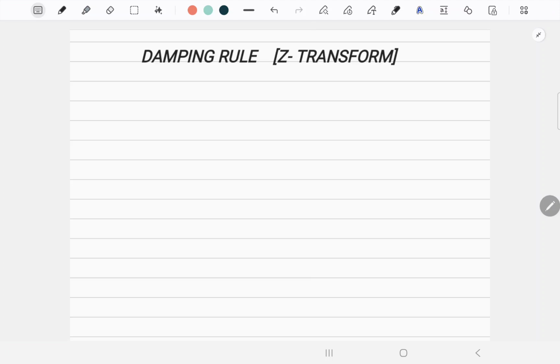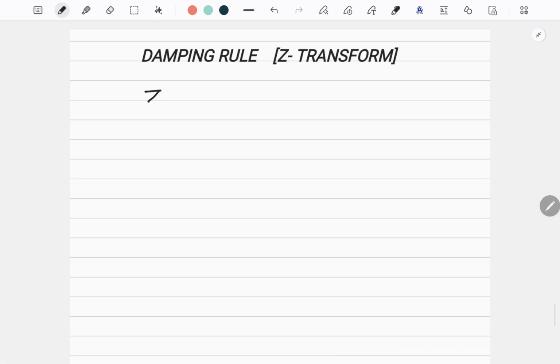What exactly is this damping rule? See, we already learned the Z transform definition: Z transform of u n. We usually apply Z transform on functions of n, because we get answers in terms of z. And what was the formula? Summation n equal to 0 to infinity u n z to the power minus n, means whatever the function is, multiplied by z to the power minus n. Okay, this is what we have learned.